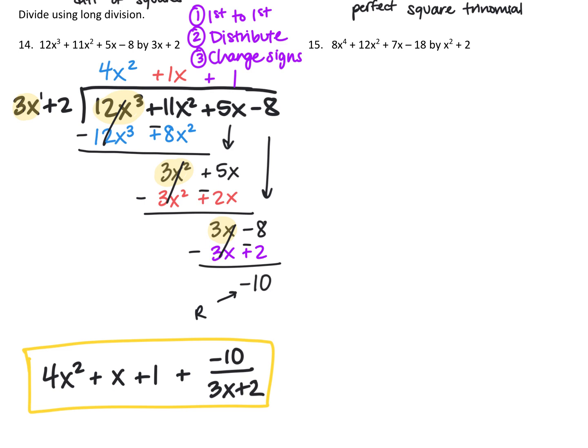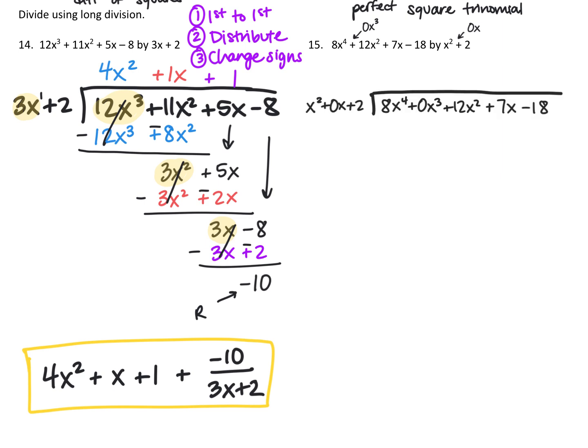Last one's a little bit more complicated because you've got some missing terms. Anytime you have missing terms, you need to fill them in with zeros. You can see we're missing the 0x to the third here, and over here we're missing the x term, so 0x. It's really helpful to write those in. When you're in synthetic, you absolutely have to, but we want to write them in because it'll make our distribution easier. So let me write the problem with the zeros in mind.